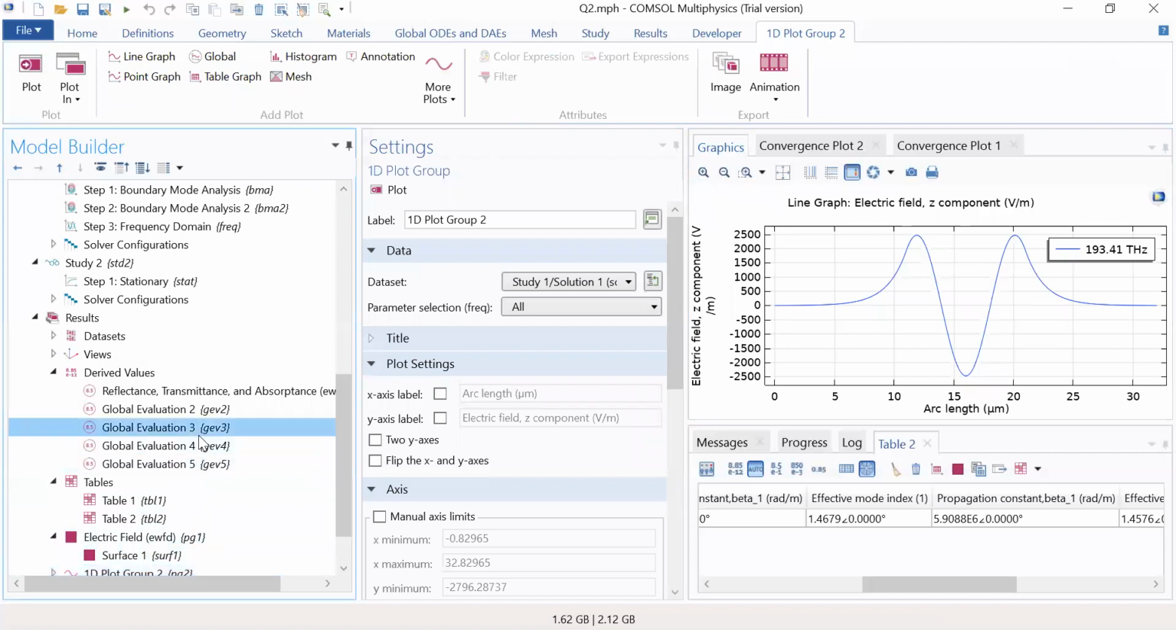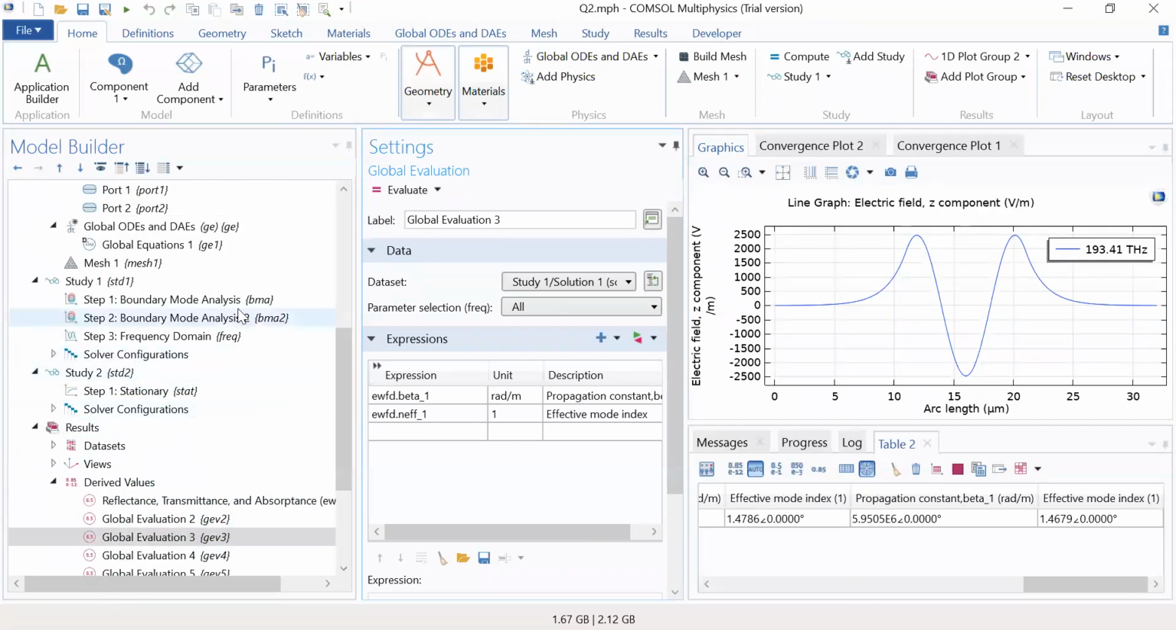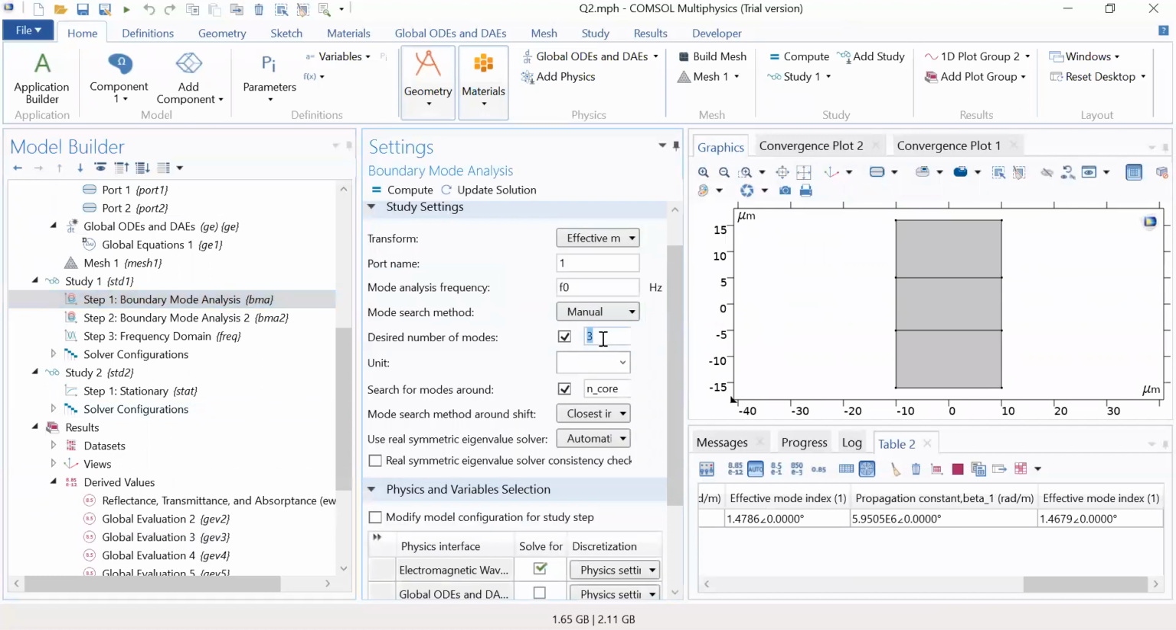Now we calculate the beta for this mode. We click on global evaluation 3 and then evaluate, so it will evaluate the beta and effective index. You can see, earlier it was 5.99, now it becomes 5.95, and 1.46. Earlier it was 1.47. So this effective index value is also decreasing. Now I am increasing the number of modes again. Let's go to 6.